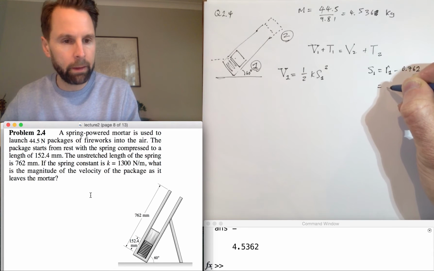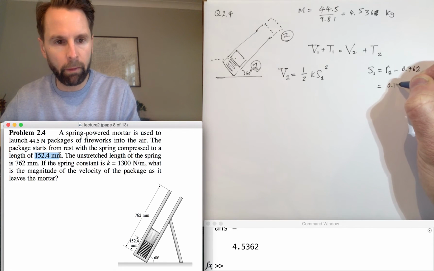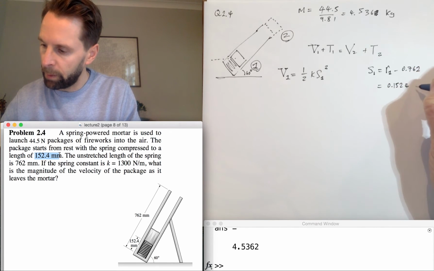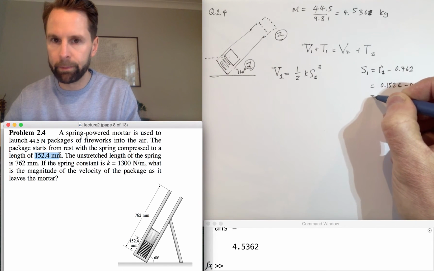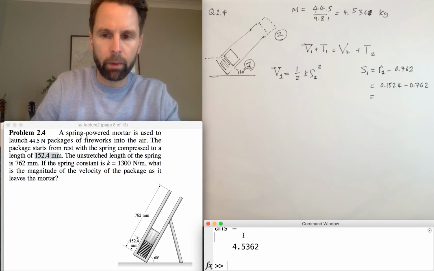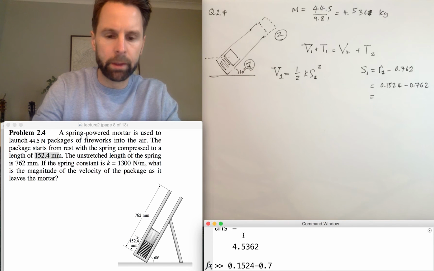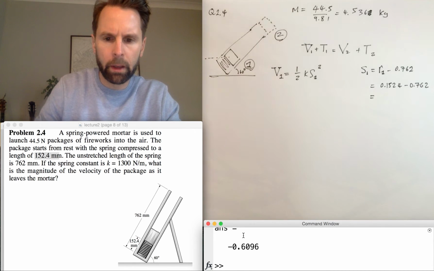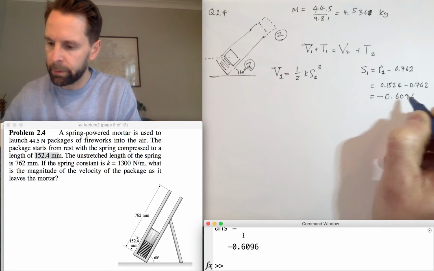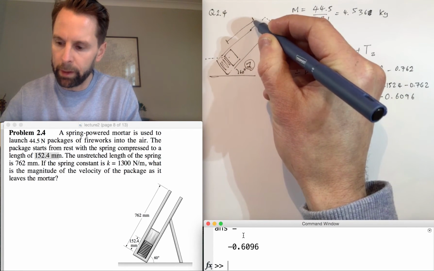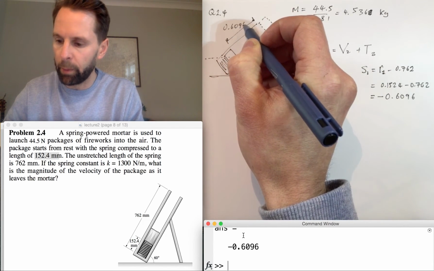So initially the length of the spring is 0.1524, and we subtract 0.762 to give our initial stretch. That's 0.1524 minus 0.762, so it's minus 0.6096. This distance here, by the way, has got to be equal to the same, 0.6096.